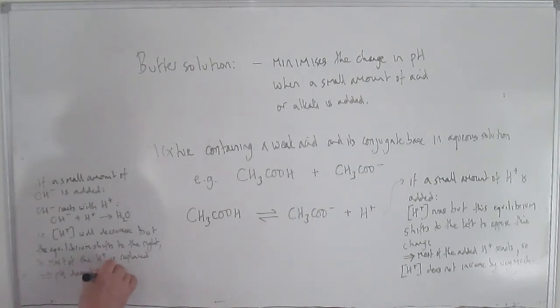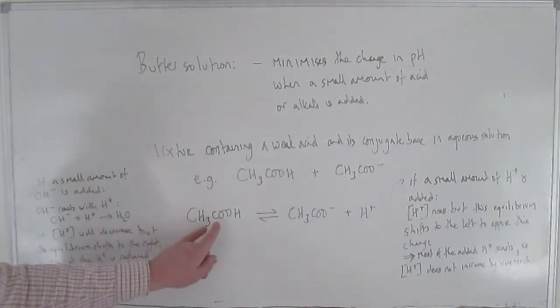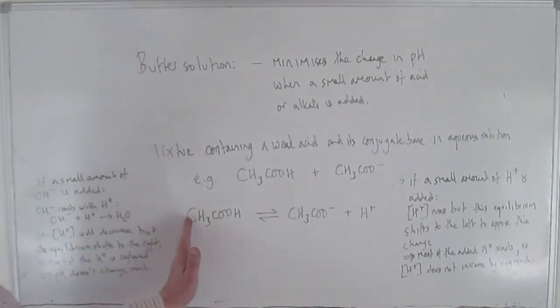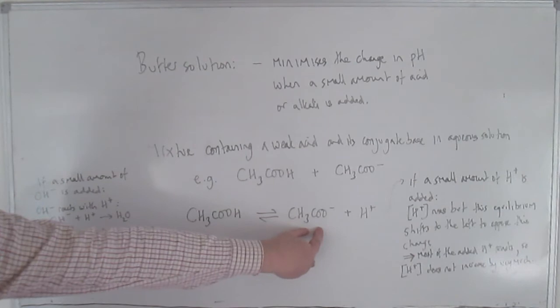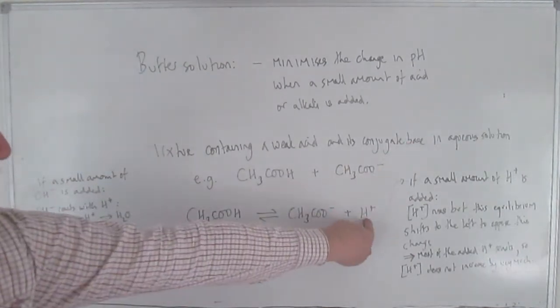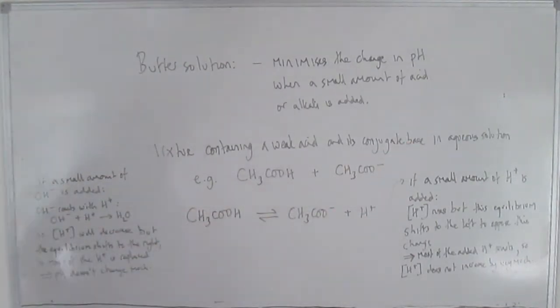So you can see the buffer works for both. Because you've got plenty of this in your mixture, it has a good capacity to shift to the right and generate more H plus to oppose the addition of alkali. Because we've got plenty of the conjugate base, it's in a good position to shift to the left to mop up added H plus. So you've got to be able to explain both sides of a buffer's personality, its ability to resist pH change in either direction.